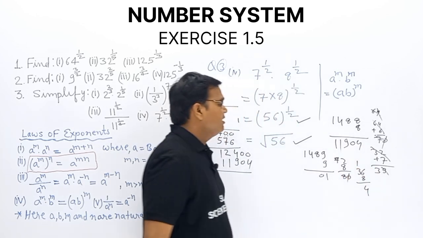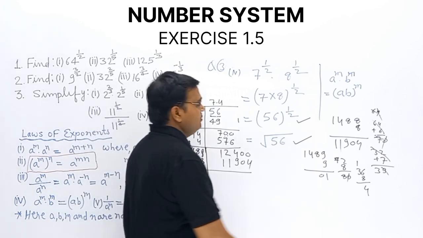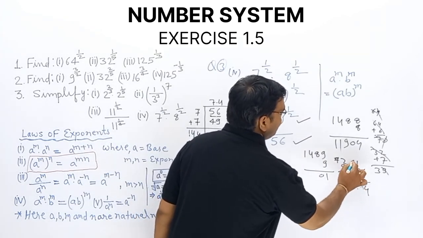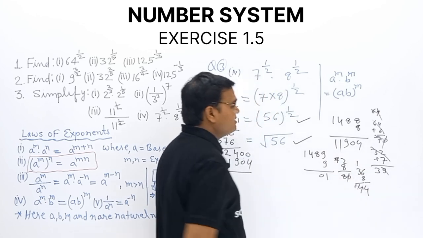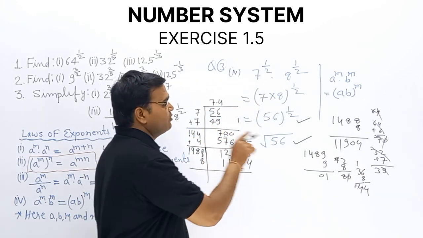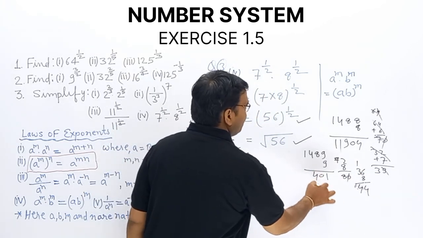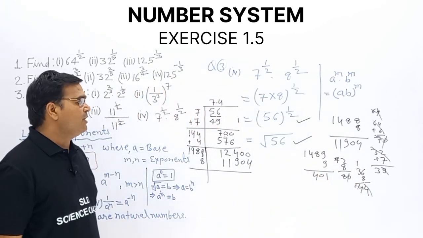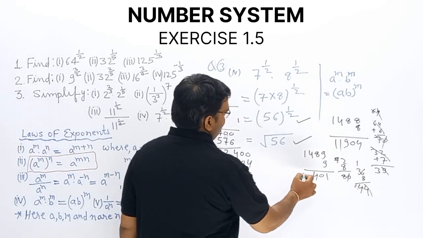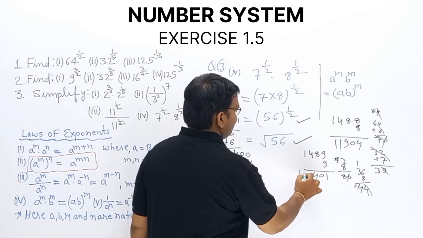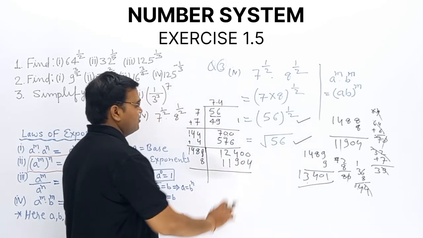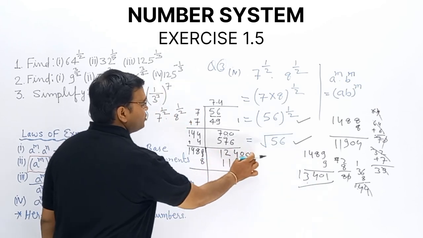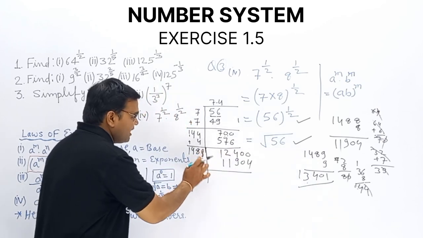1 is remaining. 3 plus 1, 4. 44. 4 will be there. 4 is remaining. Now multiply 9. 9 into 1, 9. 9 plus 4, what are we getting? 13. And this is more than this one. This number, 13,401, is more than this one. So we cannot use 9 there.